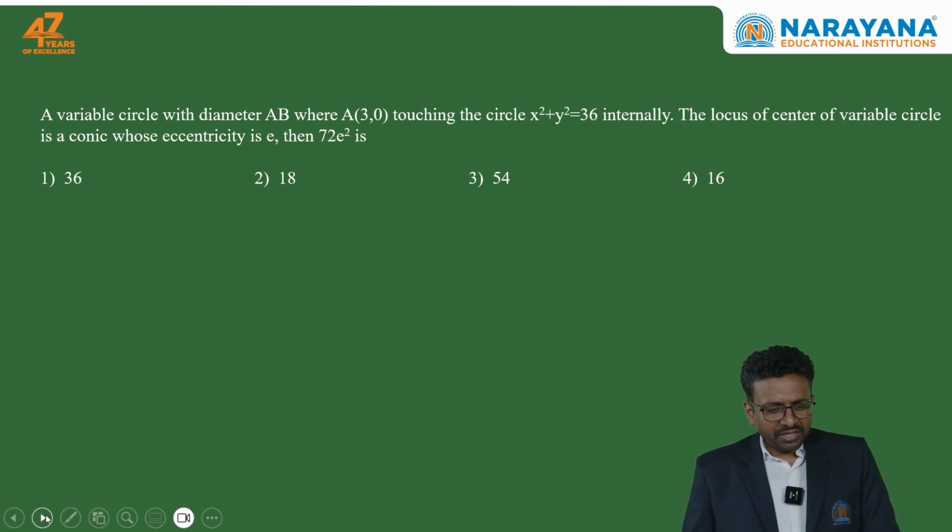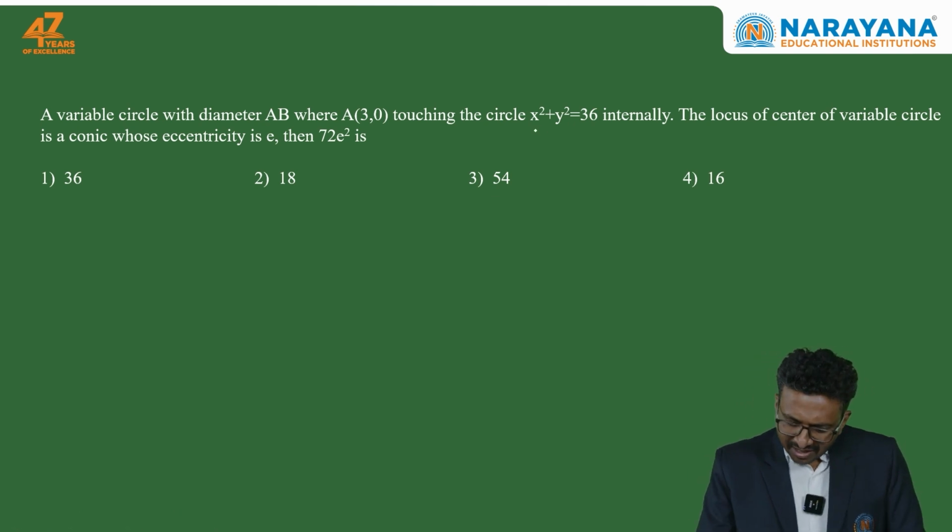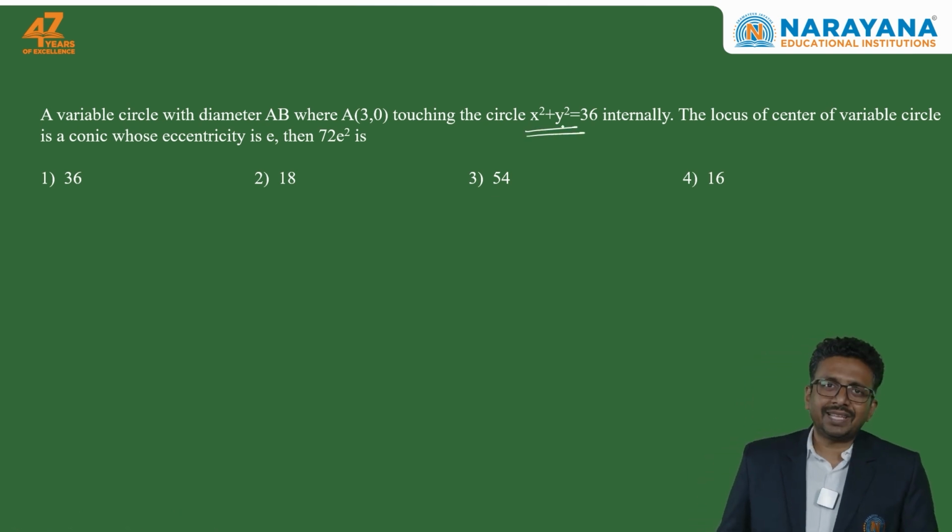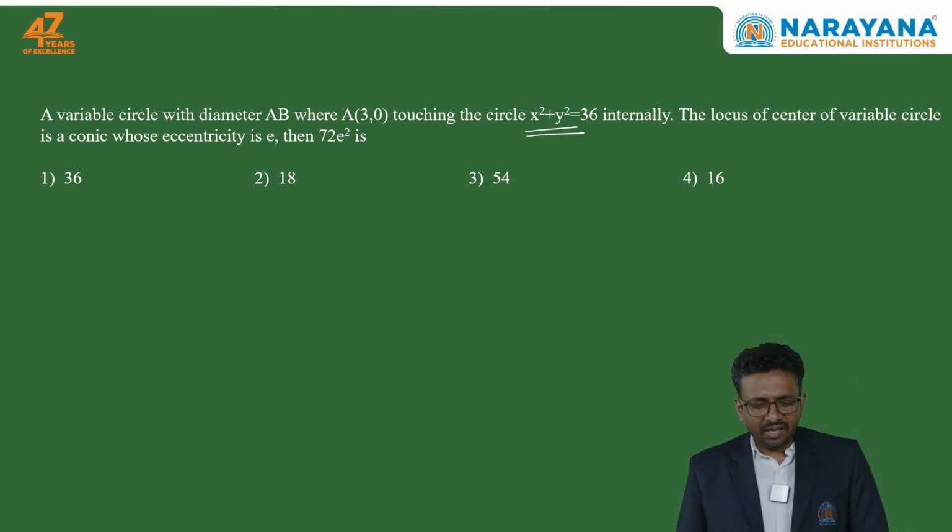So this is an interesting question. A variable circle with diameter AB, where A is (3, 0), is touching the circle x² + y² = 36 internally. The locus of the center of the variable circle is a conic whose eccentricity is e. 72e² is being asked.